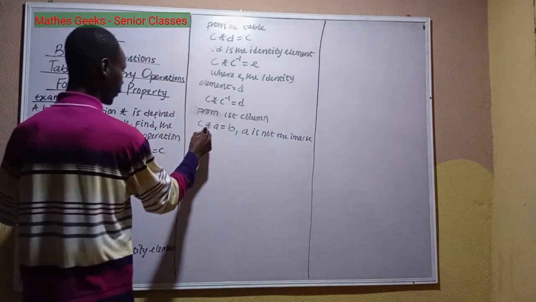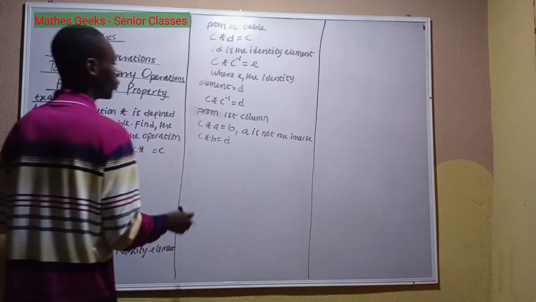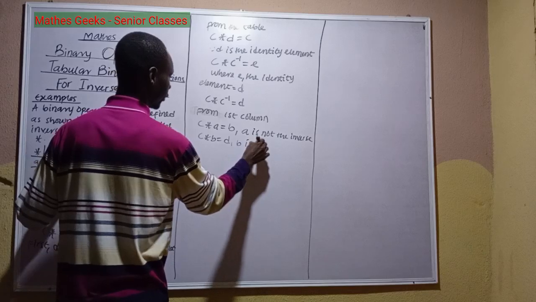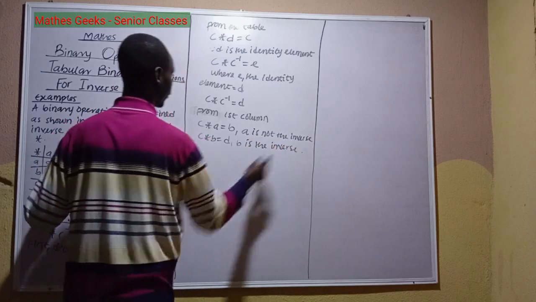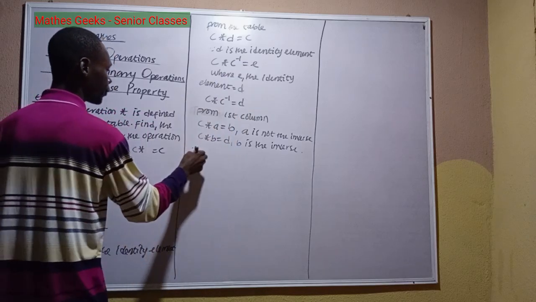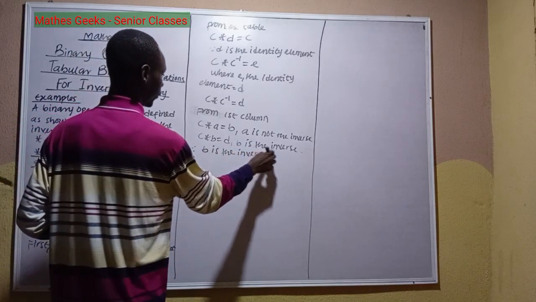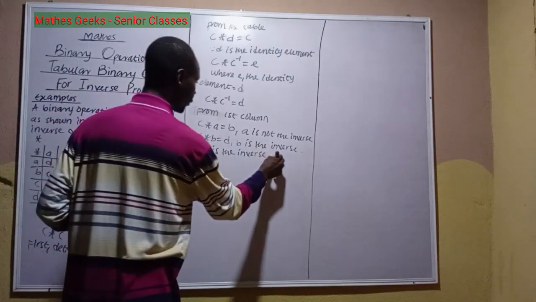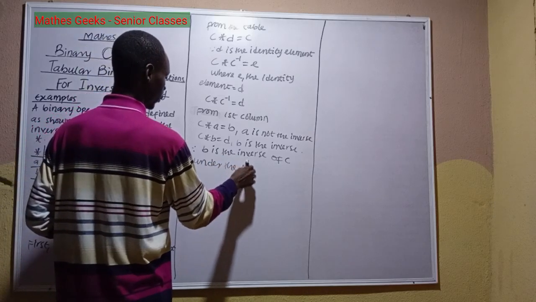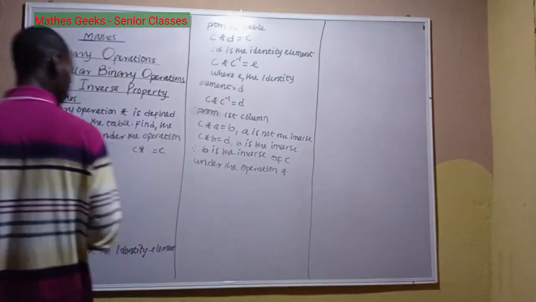And C operation B, what is it? It is D. Remember our identity element is D. So C operation B, if it's giving us D, that means B is the inverse, because the rule says that C operation C inverse will give us the identity element D. So therefore B is the inverse of C under the operation star.